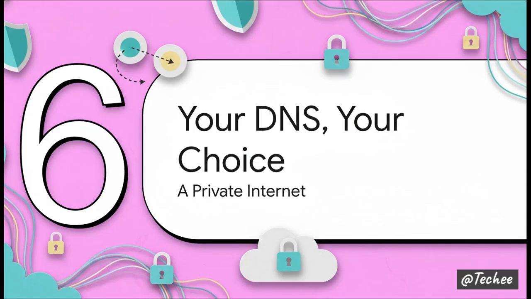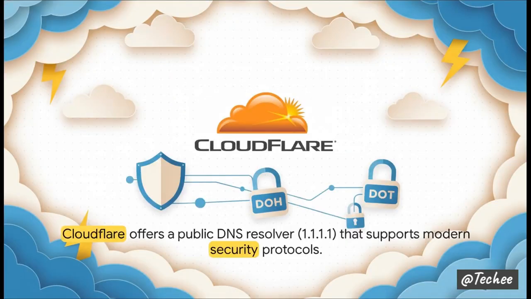So what does all this technology mean for you? Well, it leads to a really powerful conclusion. You don't have to just stick with the default DNS resolver your ISP gives you. You have choices that can seriously improve your privacy and security. One of the most well-known alternatives is Cloudflare's 1.1.1.1. It's a free, public resolver that was built with a big focus on speed and a strong commitment to privacy, and it fully supports modern encryption like DoH and DoT.